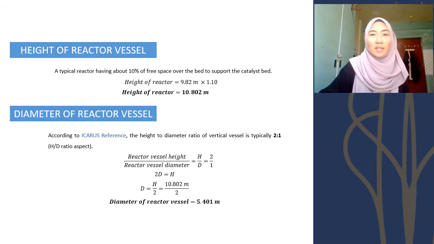Based on the height of the catalyst bed obtained just now, we can calculate the height of the reactor vessel, by which a typical reactor has about 10% of free space over the bed to support the catalyst bed. Hence, we can multiply the height of the catalyst bed with 1.10, which gives the height of the reactor as 10.802 meter. For the diameter of the reactor vessel, as the typical ratio of height to diameter is 2 to 1, it gives the diameter of the reactor vessel of 5.401 meter.